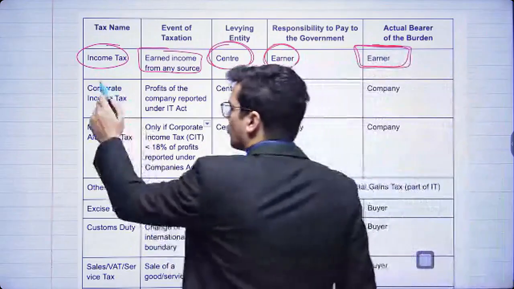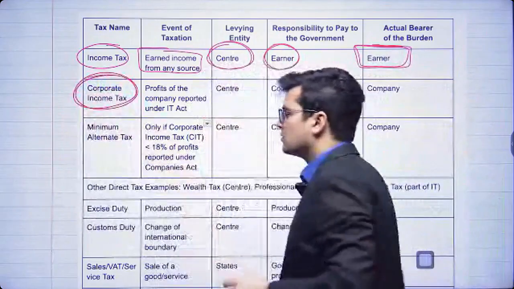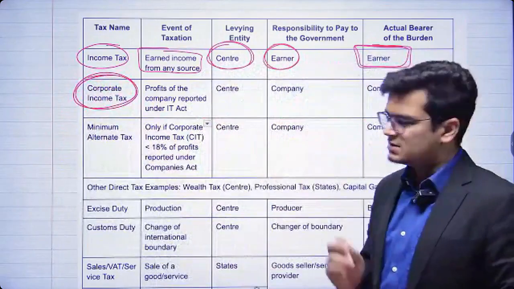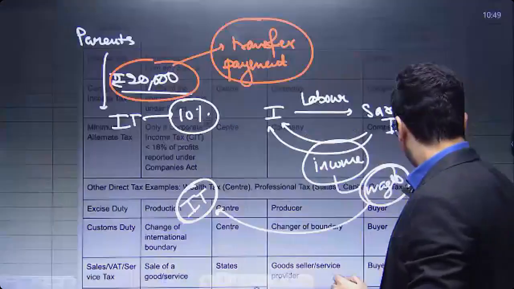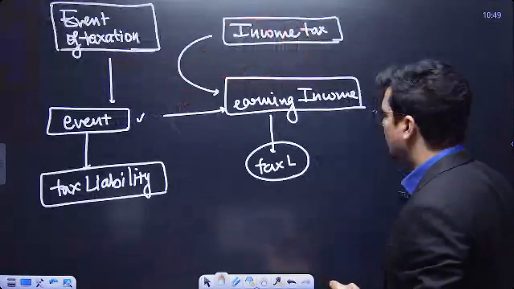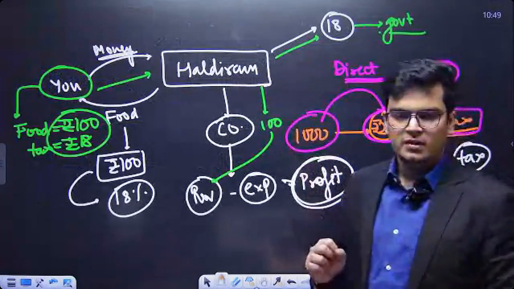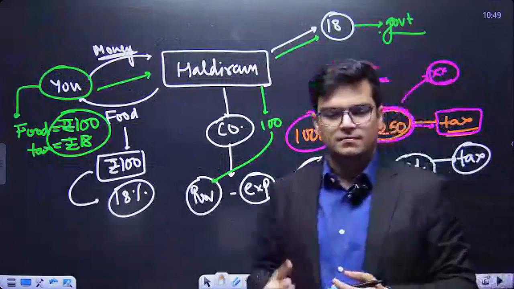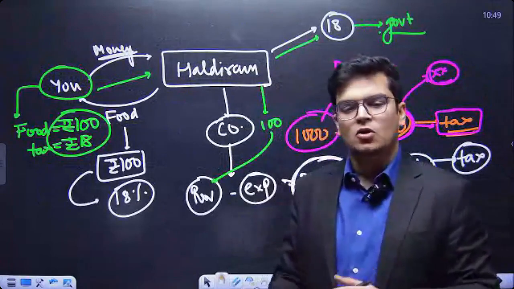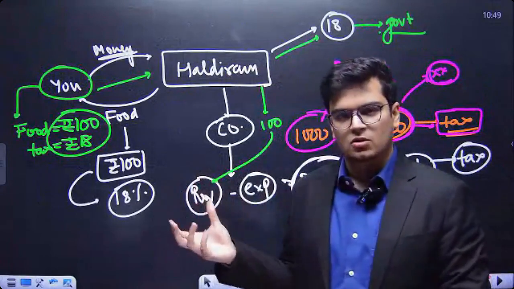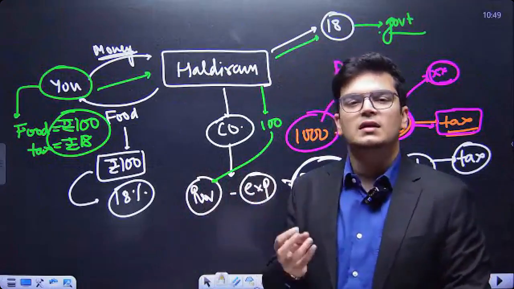Second is corporate income tax. Corporate income tax. Name is very clear. Let's say there is a company, like we took the example of Haldiram here. I earn income. I earn salary. What does a company earn? A company earns profit.